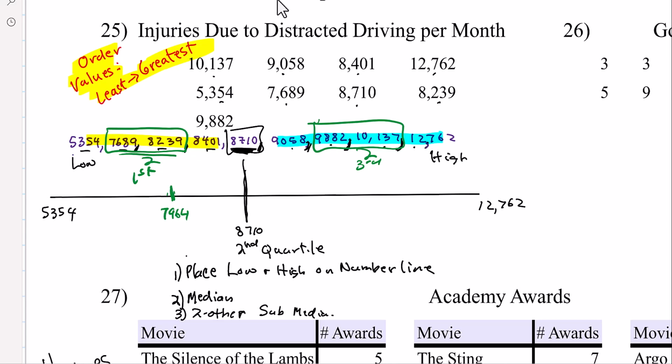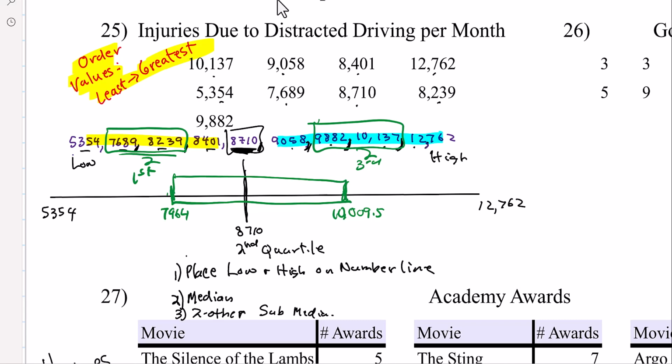And then we're going to add the upper quartile median. So 9,882 plus 10,137. Add that together, then divide by 2, and we get 10,009. Well, it's closer to the 8,700 than to the 12. So I'm going to put that about here. 10,009.5. And now we're going to draw the box.